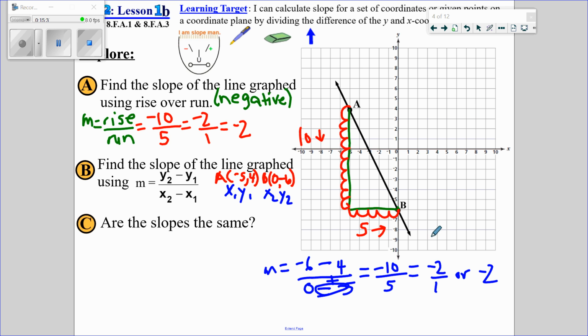All whole numbers are over 1, so when we are graphing in a future lesson, when you see a whole number, just put it over 1. This means I went down 2 and over 1 to the right. Are the slopes the same? Yes.